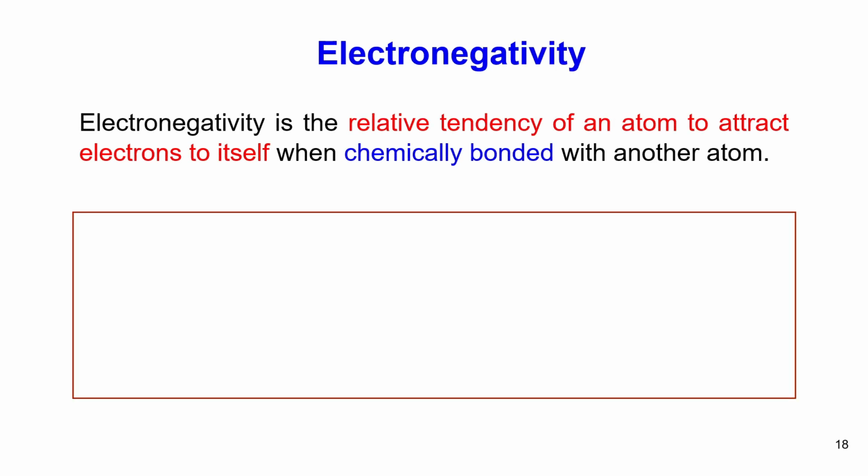Okay, so next kita pergi kepada electronegativity. Electronegativity is the relative tendency of an atom to attract electrons to itself when chemically combined with another atom.